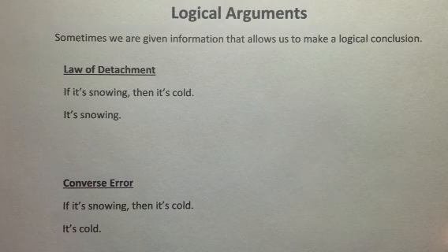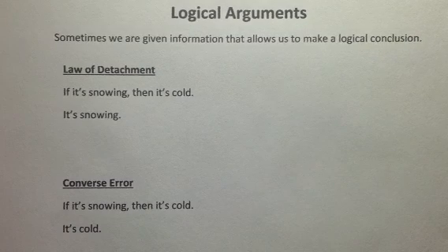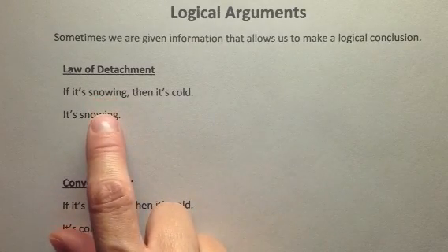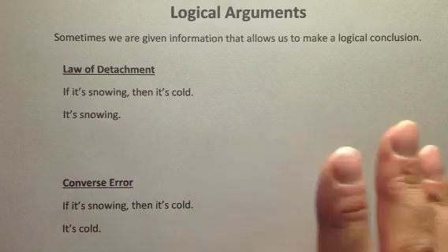Now we're going to talk about some forms of logical arguments, valid conclusions that we can make based on given information. To do this, the easiest way is going to be to use the symbolic form. So I'm going to use some examples. Let's say I'm given these two statements. What can I conclude, if anything? Is there any valid conclusion I can make from the information given?